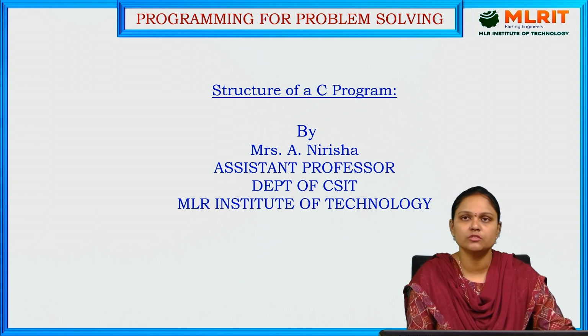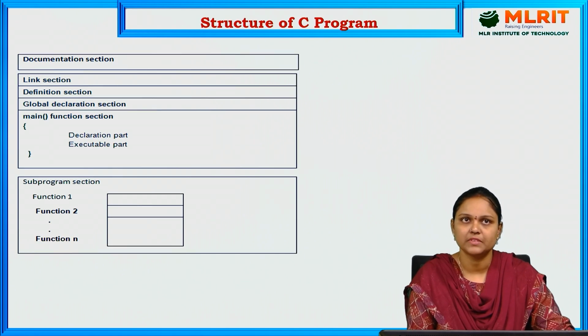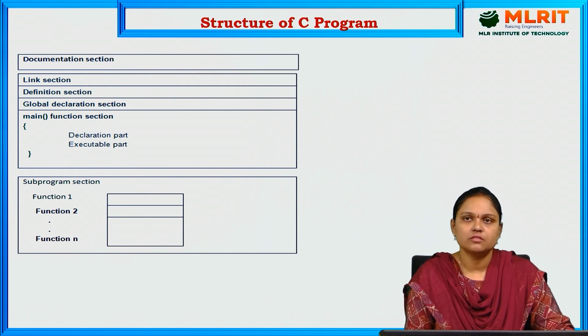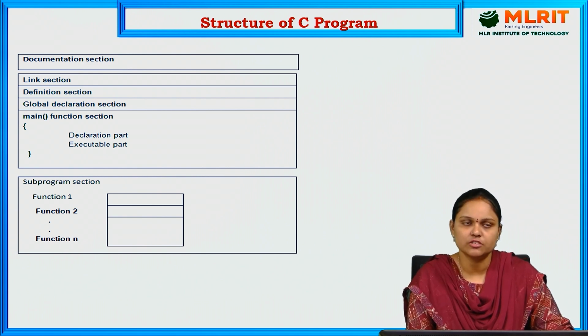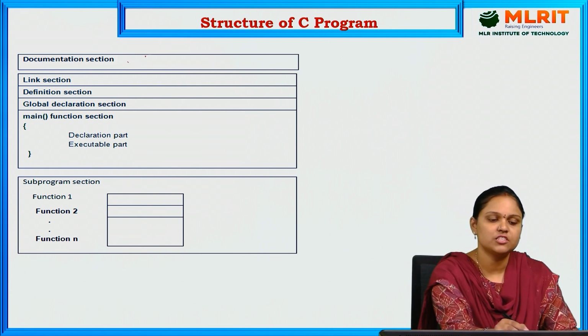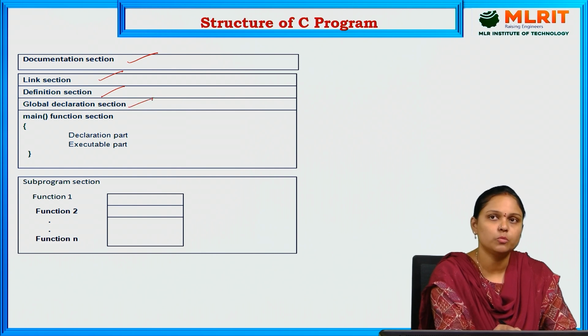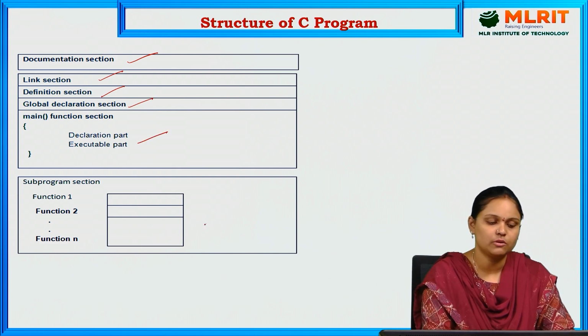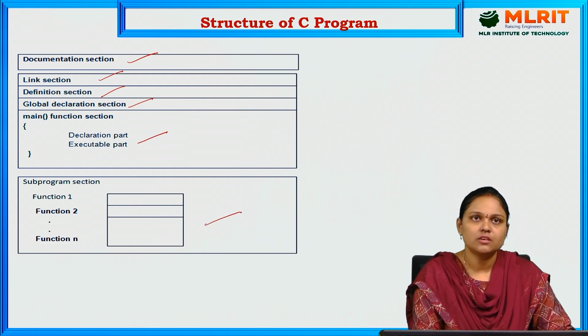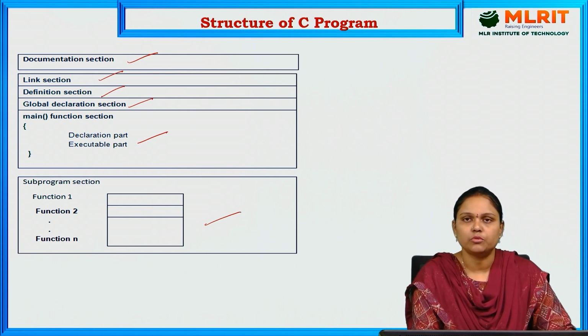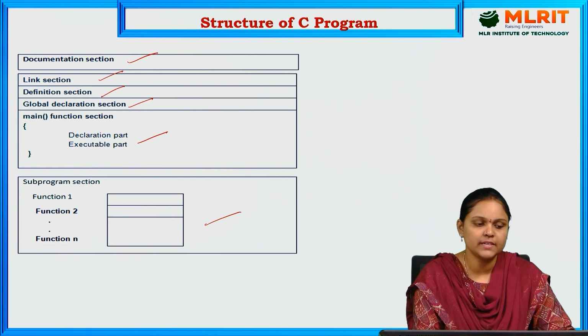So today we are going to discuss the structure of a C program. This is the structure of the C program. To write a C program, we have 6 sections. The first one is the documentation section, second is the link section, next is the definition section, then the global declaration section, the main function, and also the subprogram section. These are the main 6 sections that we use to write a C program. In this, the mandatory sections are the link section and the main section.